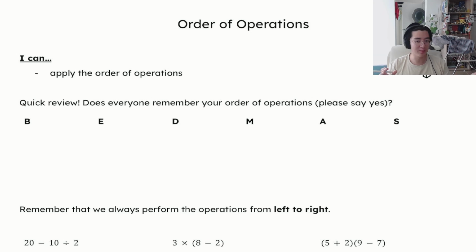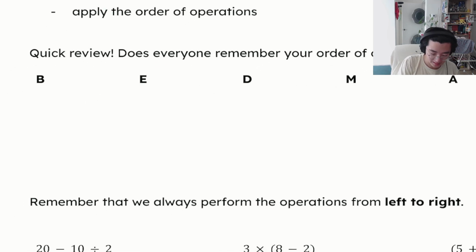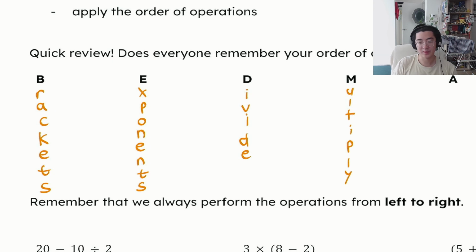Right? So whenever we have an equation or an expression, we always work with the brackets first. Anything inside the brackets we will do first, whether it be plus, minus, square roots, all that. And then we do exponents. So after the brackets, we do the exponents, and then we will divide and multiply. When it comes to dividing and multiplying, we always work from left to right.